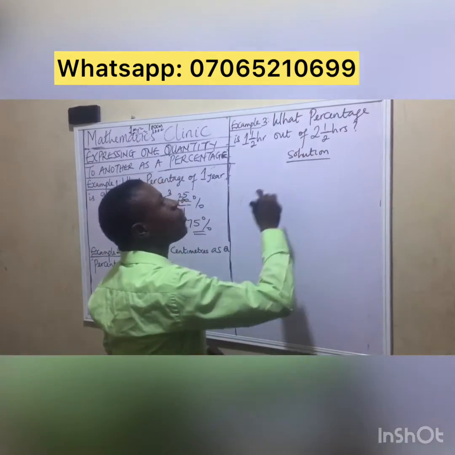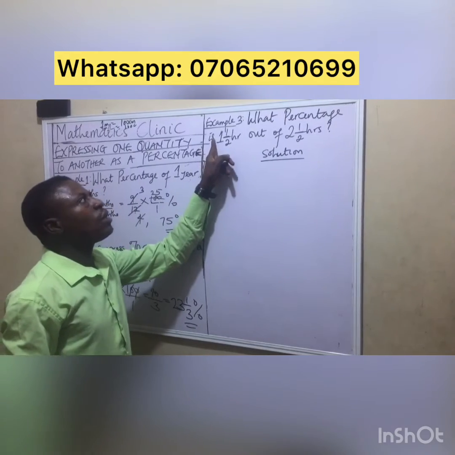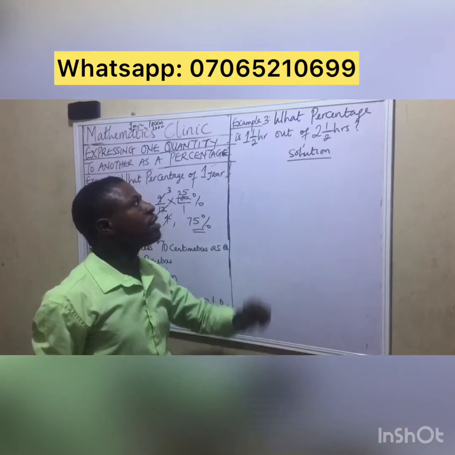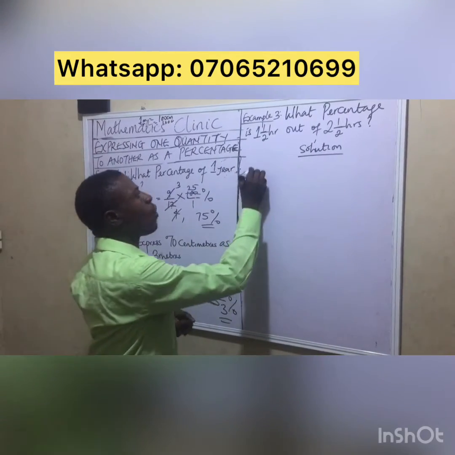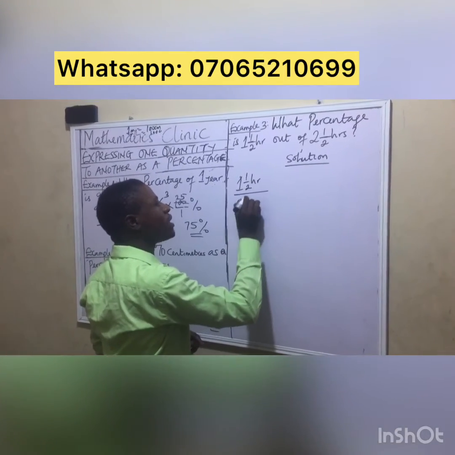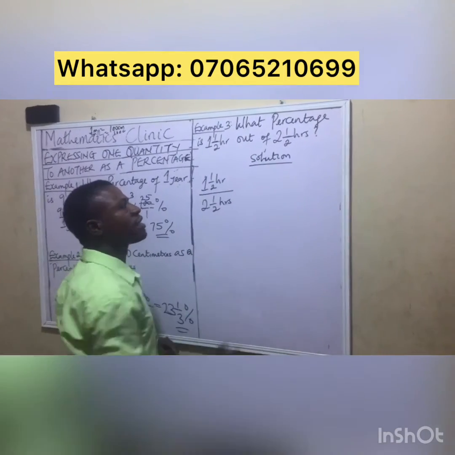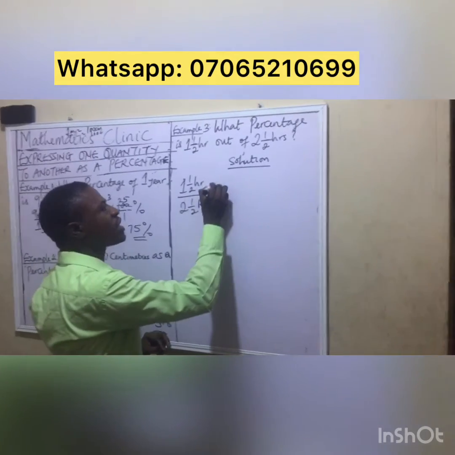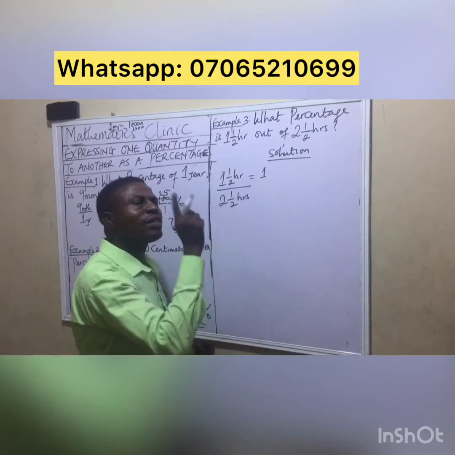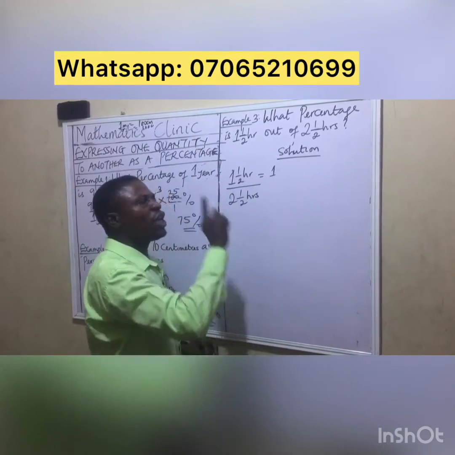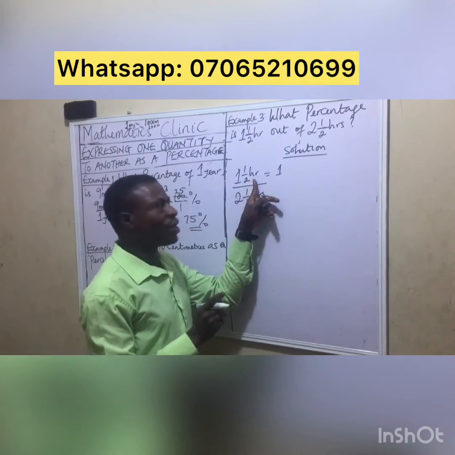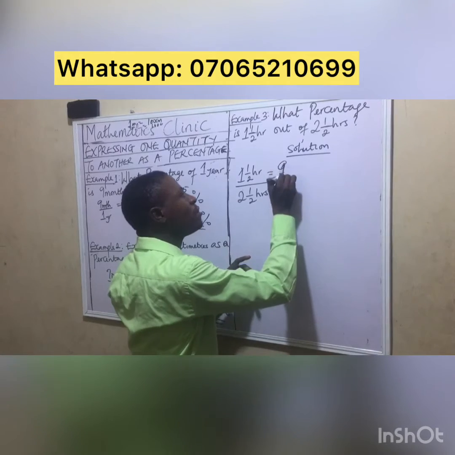What percentage is 1.5 hours out of 2.5 hours? In this case, it will be 1.5 hours over 2.5 hours. Are you getting it? So what does that mean? This one is the same as 1 hour 30 minutes. We change everything to minutes. In 1 hour, how many minutes? That's 60 minutes. Half an hour, that's 30. So this one now gives you 90 minutes.